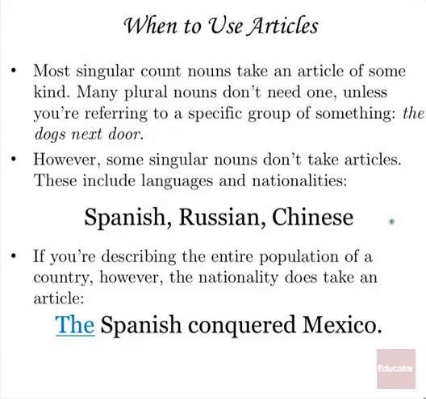However, some singular nouns do not take articles. These include languages and nationalities. So, Spanish, I speak Spanish. You wouldn't say, I speak the Spanish. You say, I speak Spanish. I speak Russian. I speak Chinese. However, there is an exception even to this. I know, we're just full of exceptions. If you're describing the entire population of a country, if you're referring to the people as a whole, the nationality does take an article. The Spanish conquered Mexico. There you're talking about the population, the group of people out of that country, so it becomes the Spanish. Spanish is a language, the Spanish is a group of people.